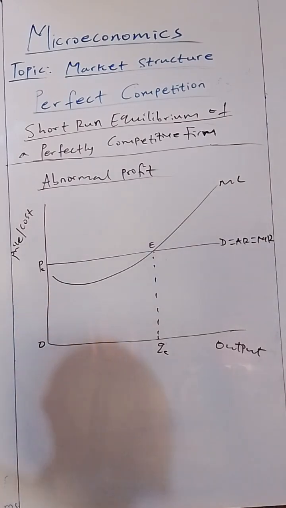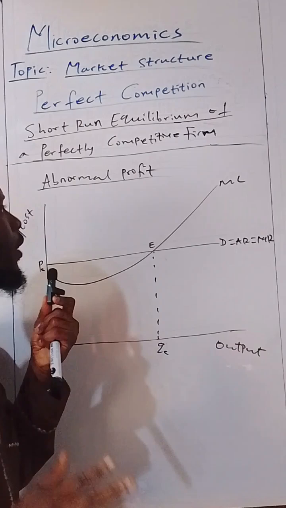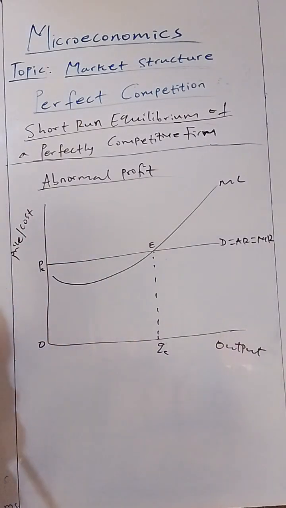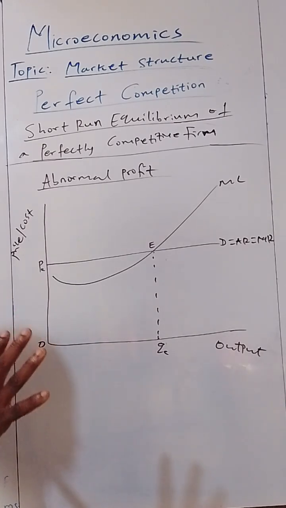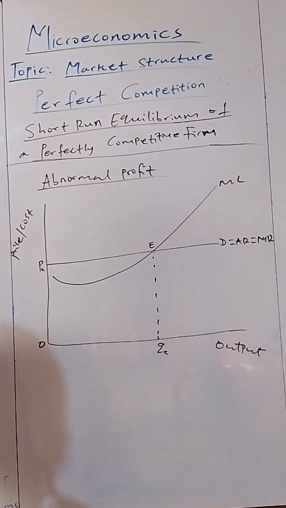Now, you can see MR and MC curves can only tell us whether the firm is in equilibrium or not. But they cannot tell us whether the firm is making profit or not. That is, they cannot tell us which of the four situations we highlighted earlier the firm can find itself in. What will tell us will be the average cost and average revenue, or total cost and total revenue.